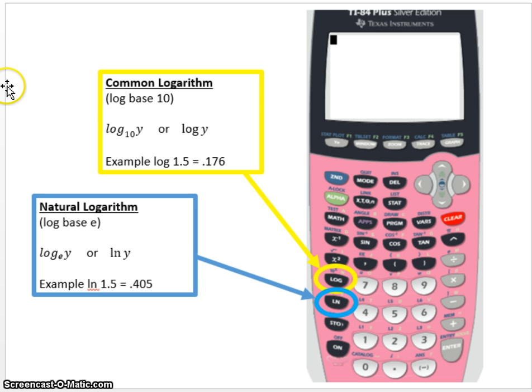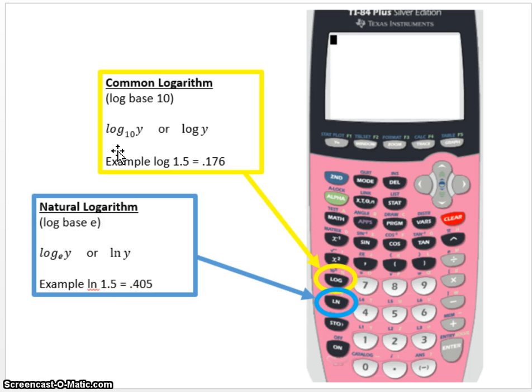For example, type in your calculator right now, log 1.5, enter, and you should get 0.176. That is base 10. The yellow shows when you're doing the common logarithm with the base 10.